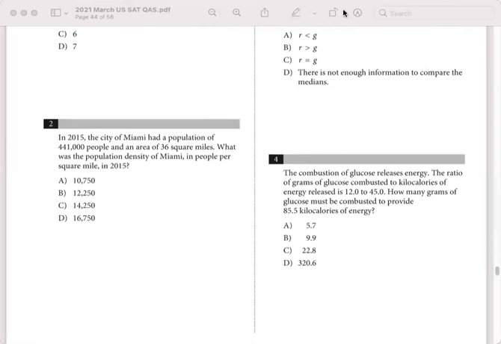Question 2. In 2015, the city of Miami had a population of 441,000 people and an area of 36 square miles. What was the population density of Miami in people per square mile? So population density will be given by population, which is 441,000, divided by the area, which is 36.